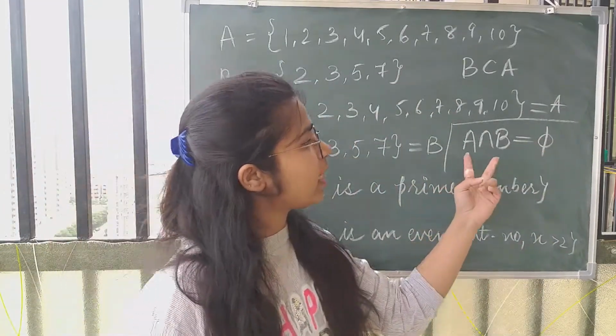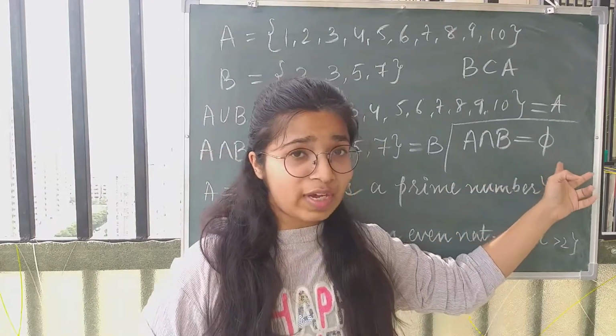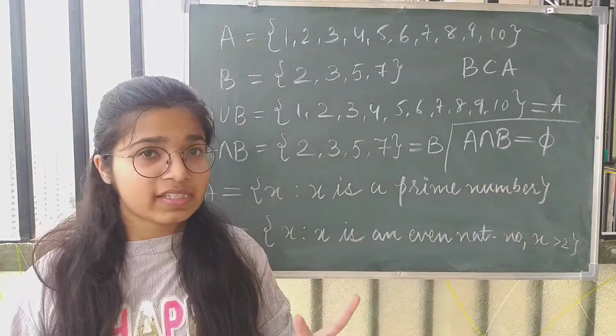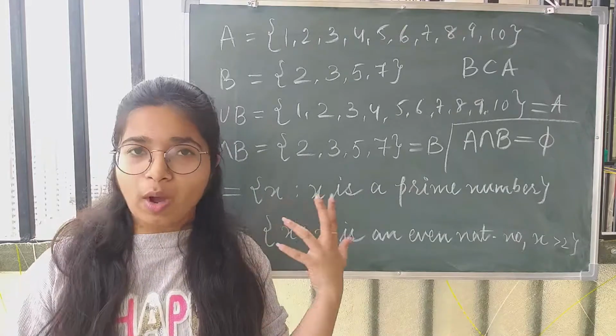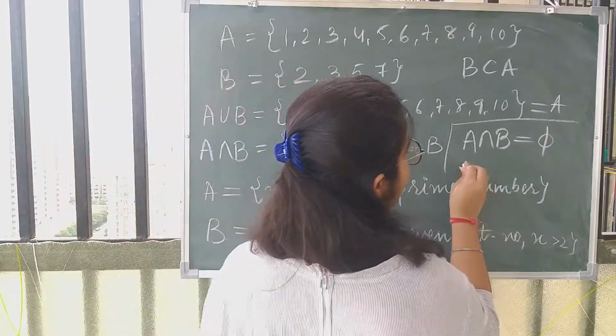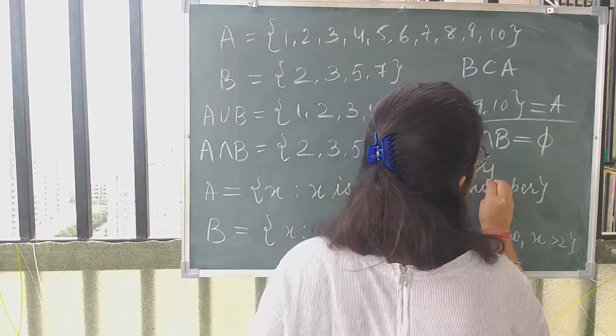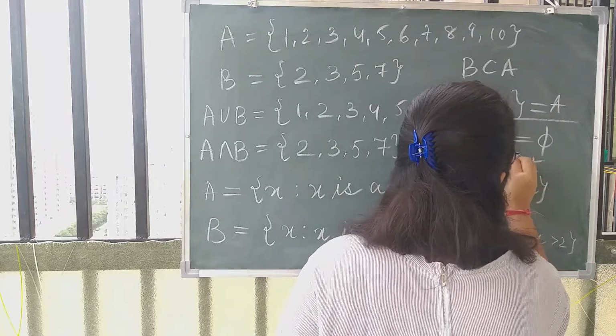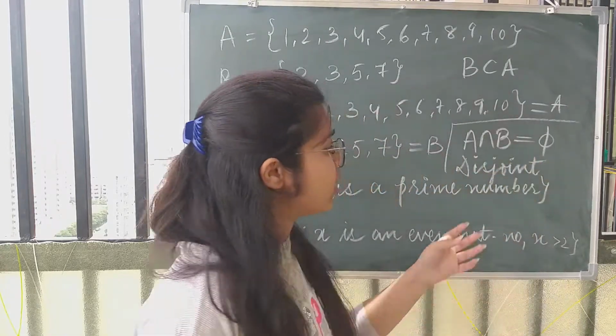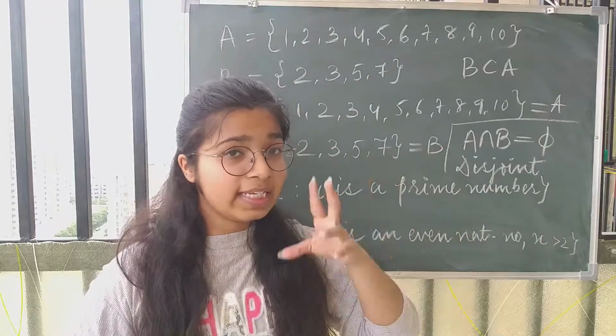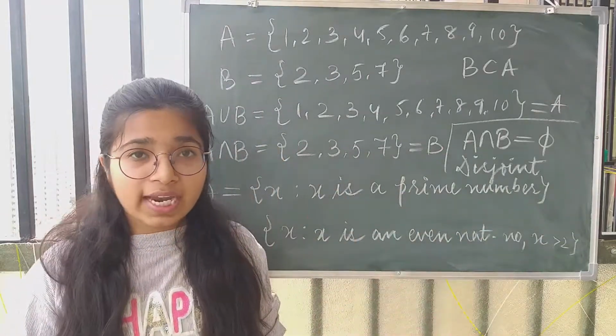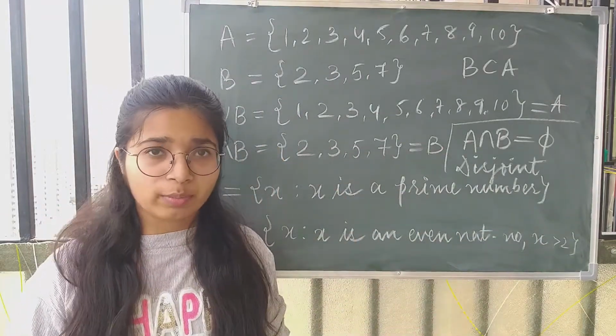So whenever there are two sets जिनका intersection phi आए, that means जब भी दो set ऐसे हो जिनमें कोई भी element common नहीं है, those kind of sets are called disjoint sets. Disjoint sets means वो जुड़े हुए नहीं हैं by any element. That means they are entirely different and they have nothing in common.